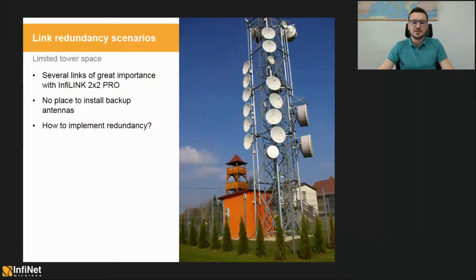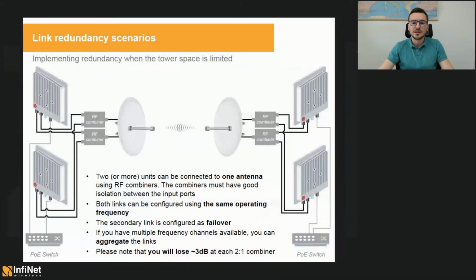Next, I want to show you a very challenging redundancy scenario. If, for example, you have several links of great importance built using Infinet 2x2 Pro units and you don't have any more space on the tower to install the backup antennas, how do you implement redundancy? Well, the answer is in the next slide. And in the picture, you can see how you can connect one external antenna using RF cables and RF combiners. This setup enables you to implement redundancy when you don't have enough tower space to install new antennas.